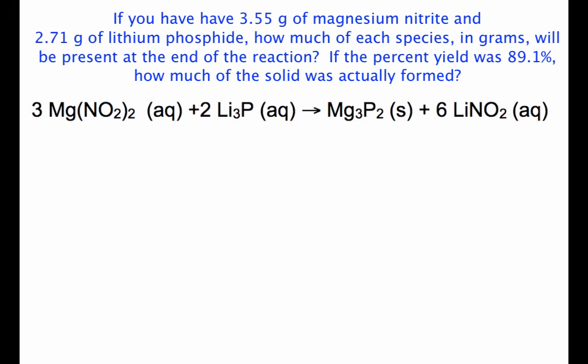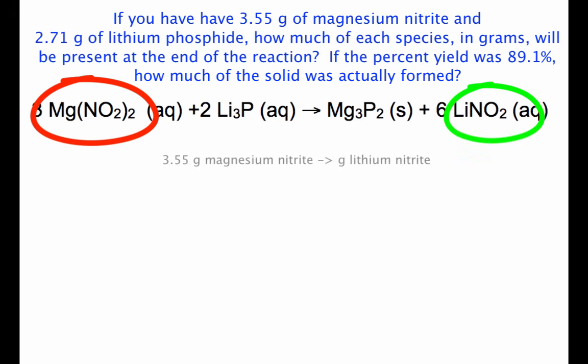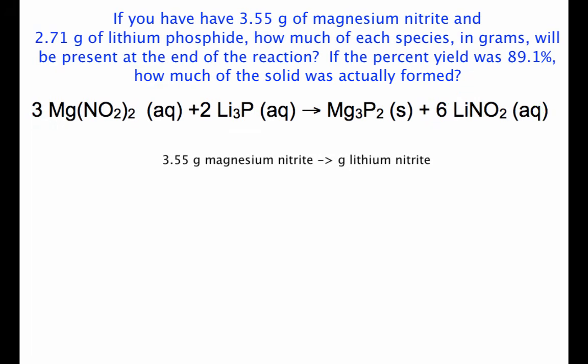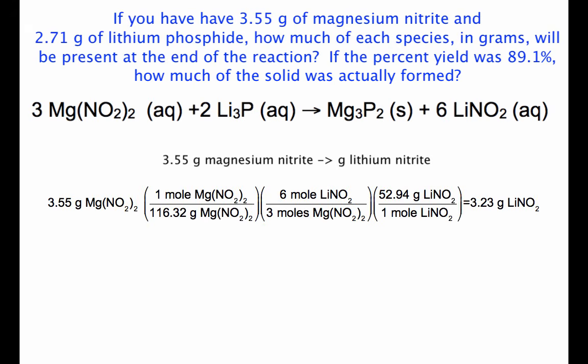Step 5. Using that reactant from step 4, which in this case is magnesium nitrite, how much of the other product will you form? The other product is lithium nitrite. So go from grams of magnesium nitrite to grams of lithium nitrite. I will give you time to work on it right now, please. I hope you got 3.23 grams of lithium nitrite.